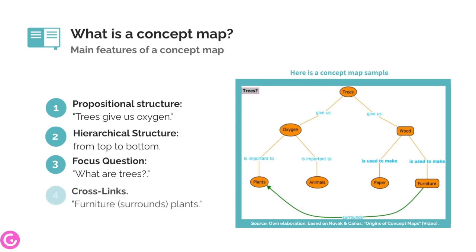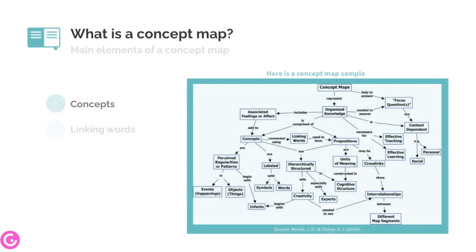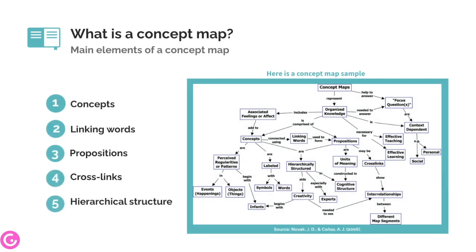Finally, crosslinks help us see how one domain of knowledge is related to a concept in another domain represented in the map. In this example, the concept furniture is linked to plants with the crosslink surrounds. It is also important to bear in mind the main elements of concept maps, which are concepts, linking words, propositions, crosslinks, and hierarchical structure.